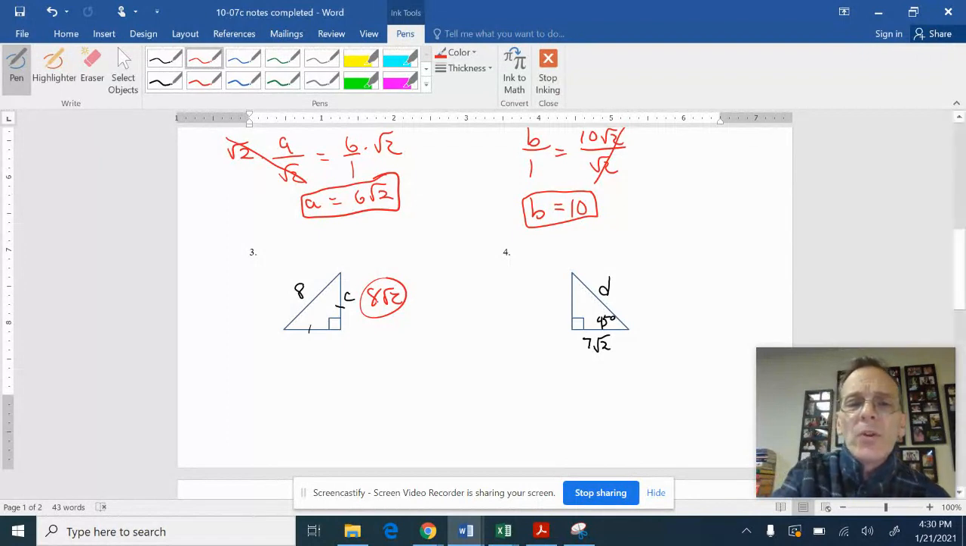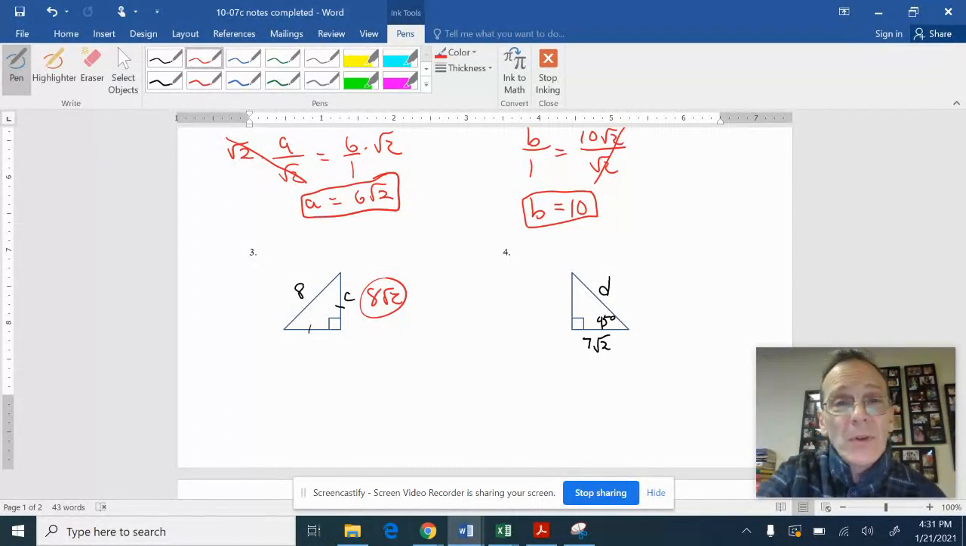So what you have written here, if you write 8 square root of 2, is that the length of this leg is 11.2. Now compare that to the hypotenuse, which is 8. If the hypotenuse is 8, can one of the legs be 11.2? No, it can't. The hypotenuse is always the longest side of the triangle.